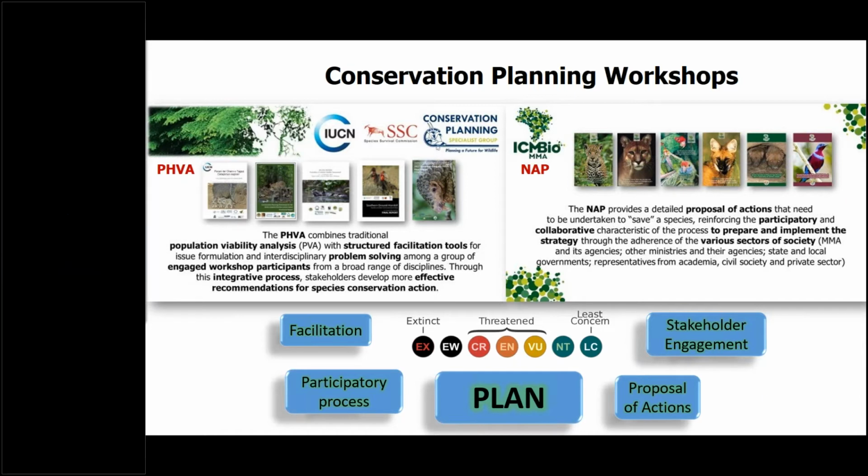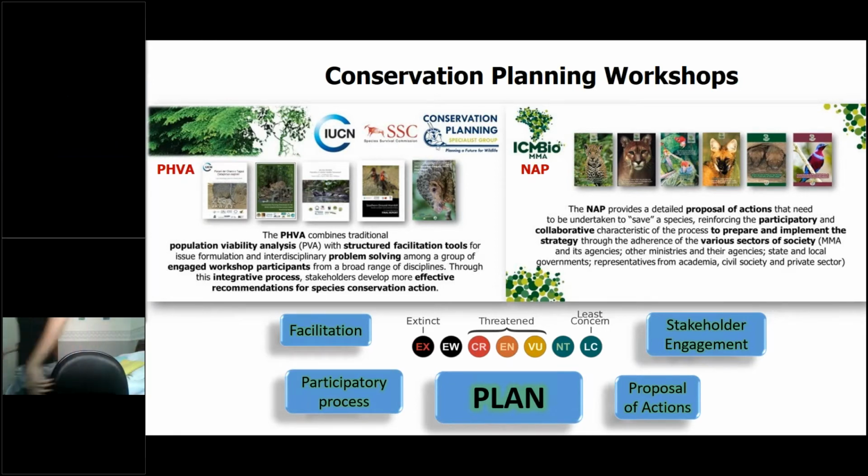So these workshops can make use of modeling tools such as the PVA, for example, the population viability analysis, a very commonly used tool by the CPSG, and the species distribution modeling. And both modeling tools help to predict the current and future status of the species. So all these model results are part of the plan, and the modeling results are used to guide action and decisions for species conservation.